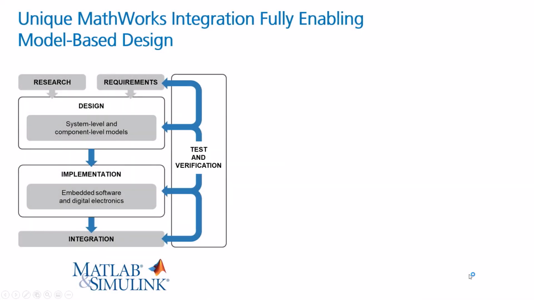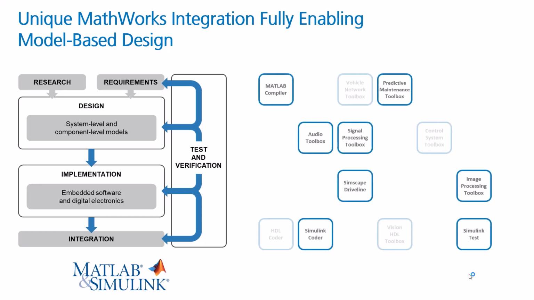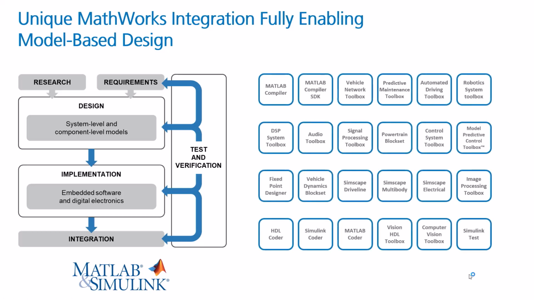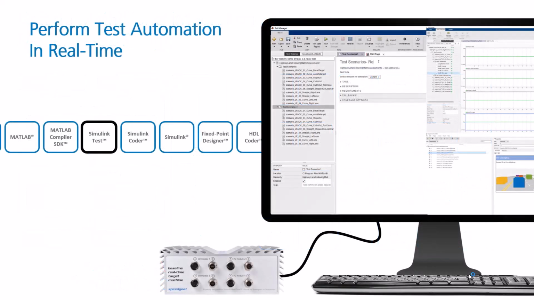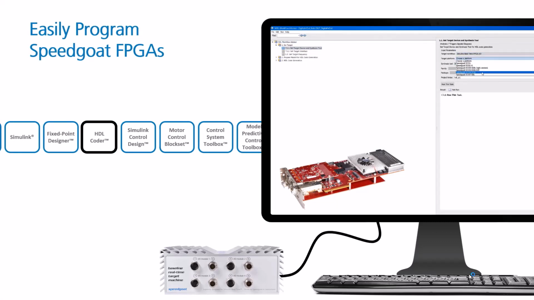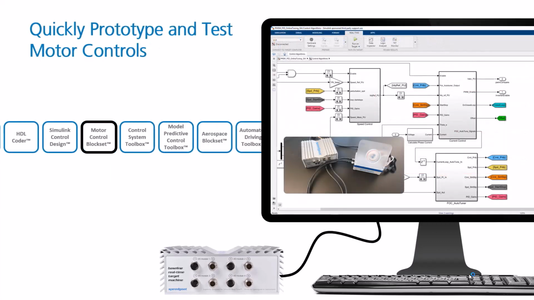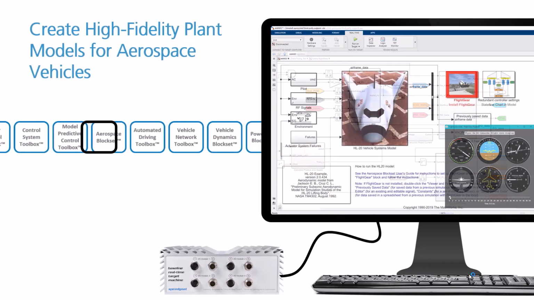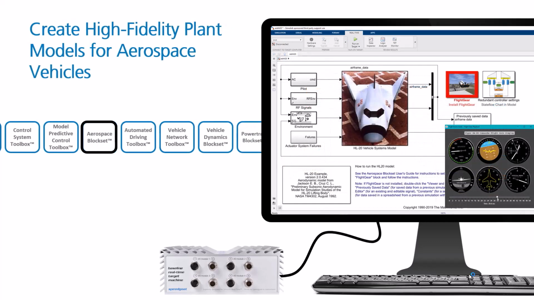By adopting Simulink Real-Time and Speedgoat systems, you benefit from an incomparable integration not only with MATLAB and Simulink, but to a manifold of MathWorks products enabling you to fully adopt and implement model-based design. For instance, you can use Simulink Test to automate testing in real-time, or use HDL Coder to rapidly target Speedgoat FPGAs. Perhaps you would like to swiftly develop motor controls with Motor Control Blockset, or employ Aerospace Blockset for building complex and real-time capable aircraft models.